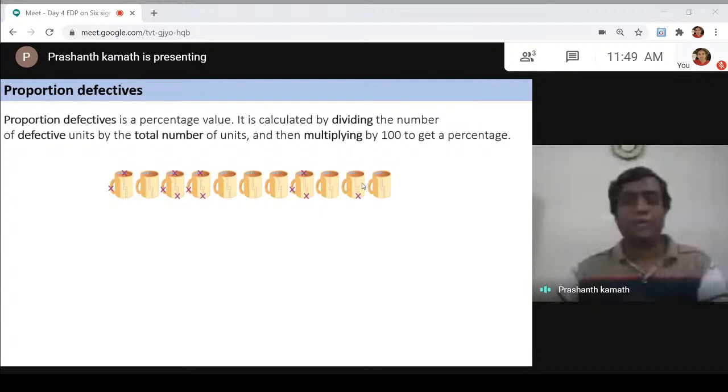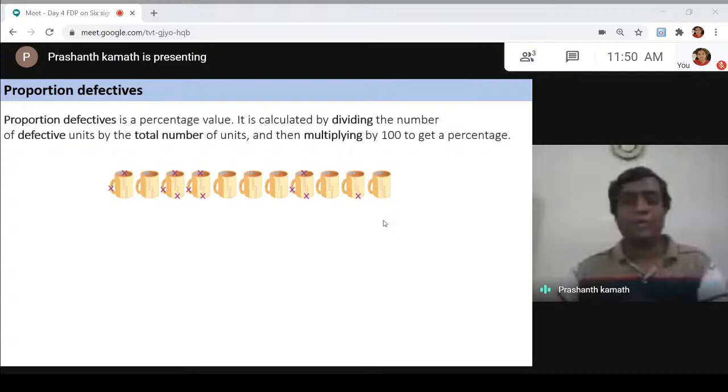I'm counting defective cups. And what is a defective cup? Any cup which has 1 or more defects is called a defective cup, right? So we have 5 defective cups out of the 11 cups that we made. We made 11 cups. 5 of them are defective because of 1 or more defects in them, right?